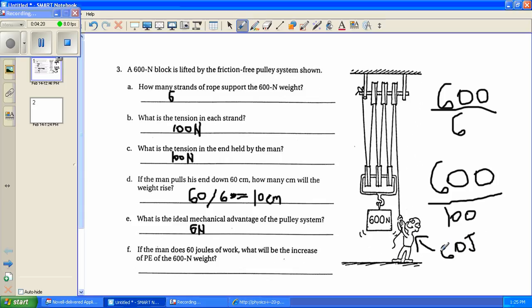If the man does 60 joules of work downward, meaning kinetic, then the potential energy of the weight will increase by 60 joules equally. So again, that's conservation of energy.